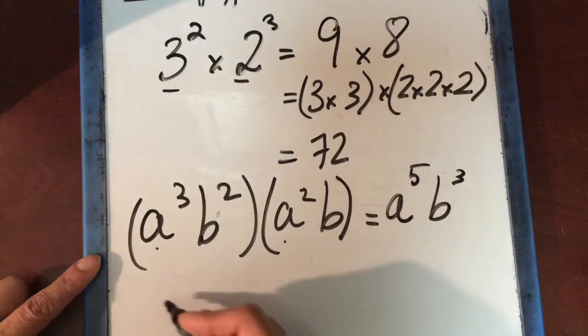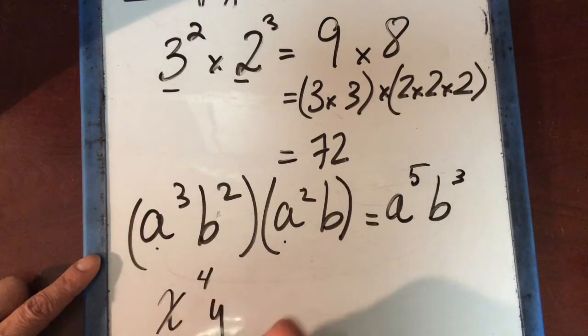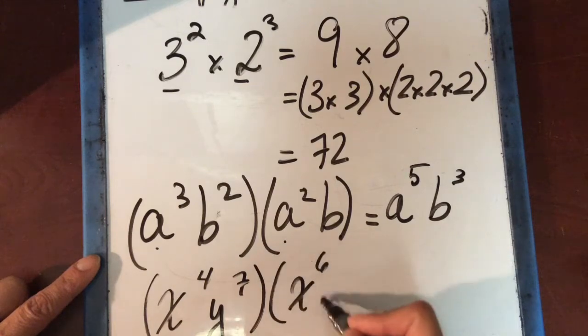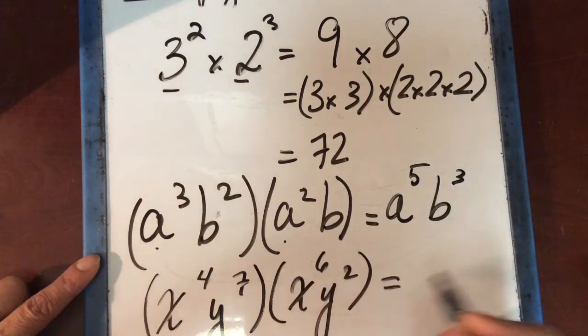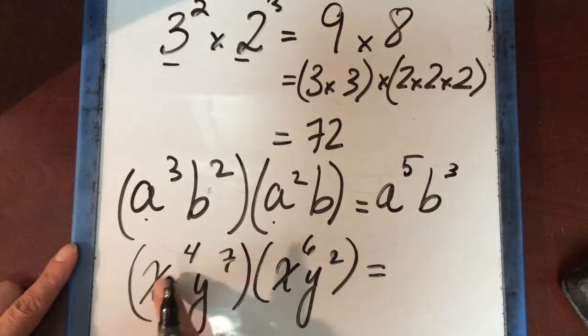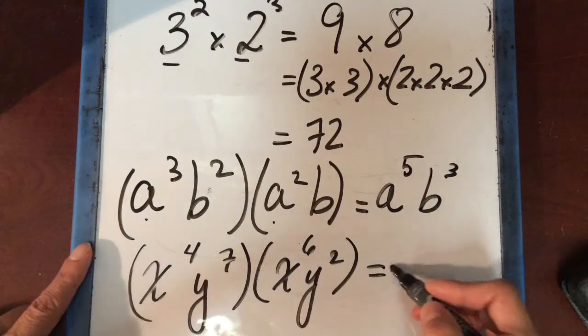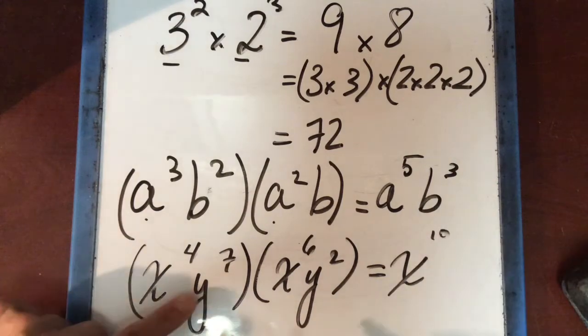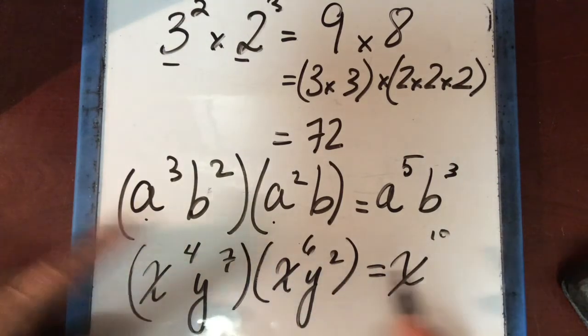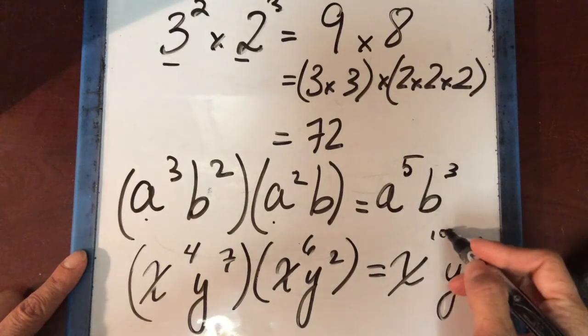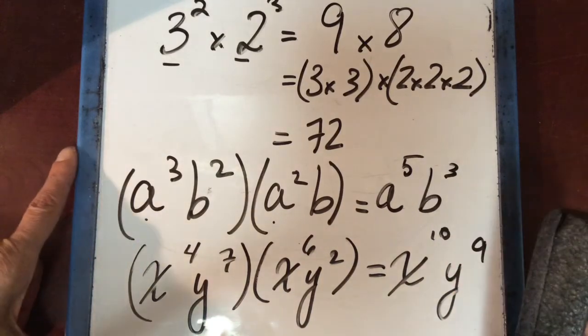Let's do one more to make sure you understand. x to the 4, y to the 7, times x to the 6, y squared. Right? And now we've got x to the 4. Let's add these two. They have the same base, the x's. That is x to the exponent 10. y to the 7 times y squared is y to the exponent 9. And now you have learned how to multiply powers.